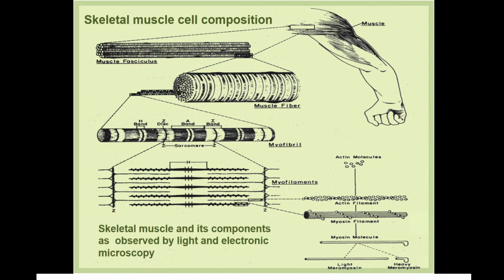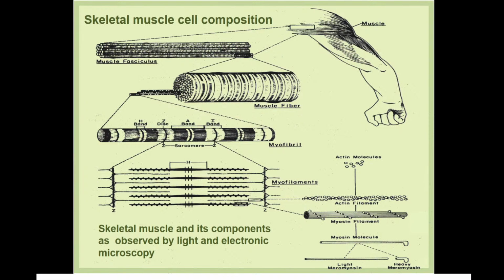The myofibrils are not elementary fibers in their structure, but contain thick and thin filaments composed of contractile proteins. Thick filaments contain the protein myosin and are approximately 11 nanometers in diameter and 1.6 micrometers in length.